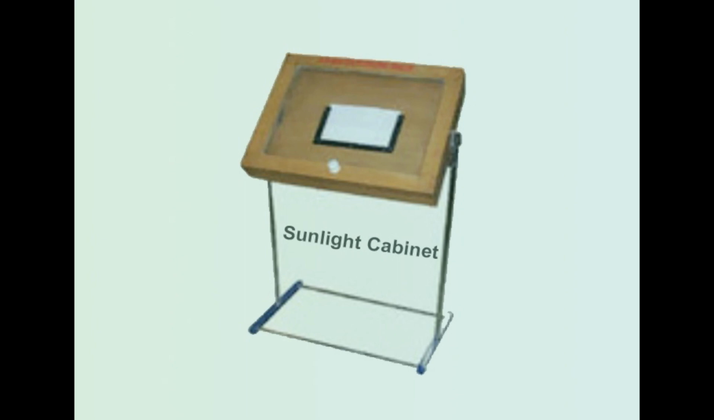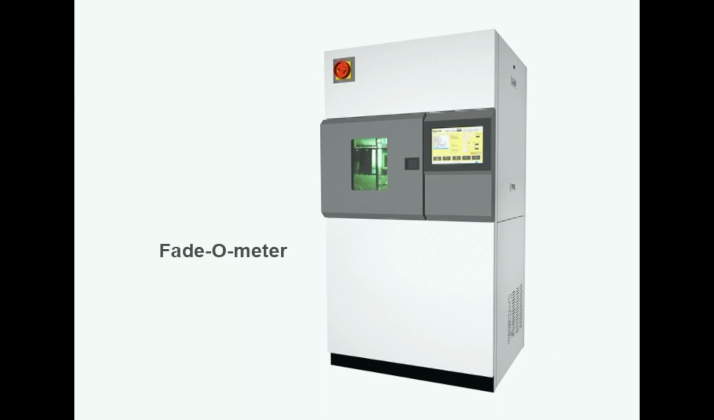Then a comparison is made between both halves, that is, the dyed unexposed part and the exposed part. If the exposed portion shows comparatively more fading, then the fabric is not fast to light; otherwise it is good for sunlight fastness. This test can also be performed in testing laboratories by the use of an instrument called a fadometer.